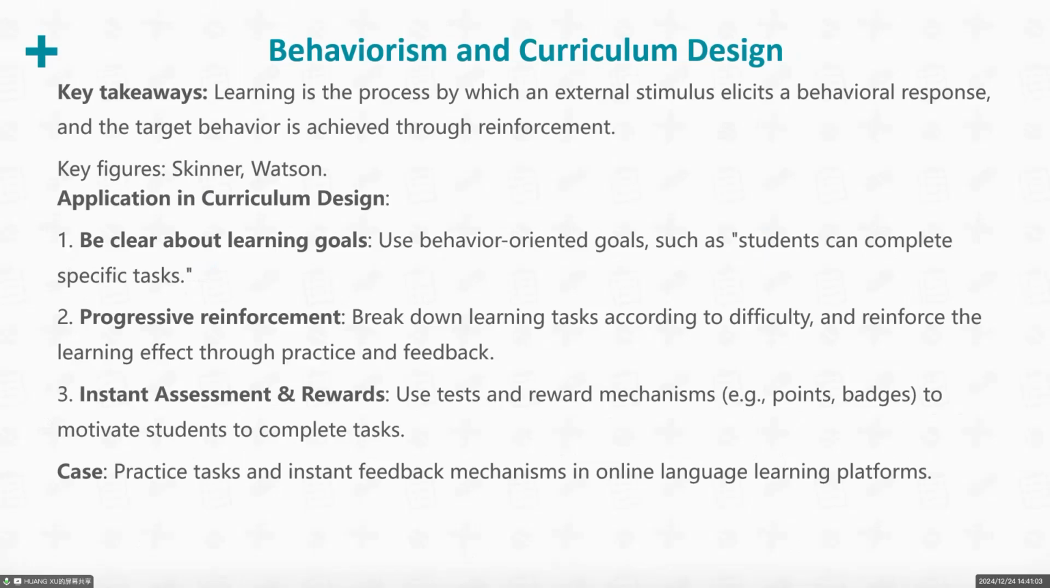The next one is progressive reinforcement. Break down learning tasks according to difficulty and reinforce the learning effects through practice and feedback. The last one is instant assessment and reward, using tests and reward mechanisms to motivate students to complete complex tasks.